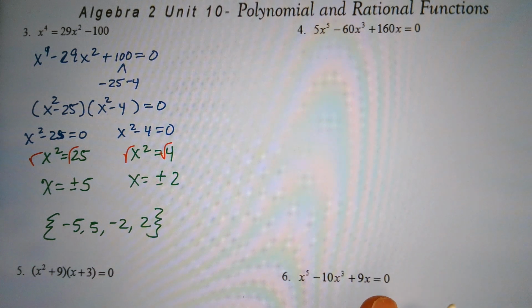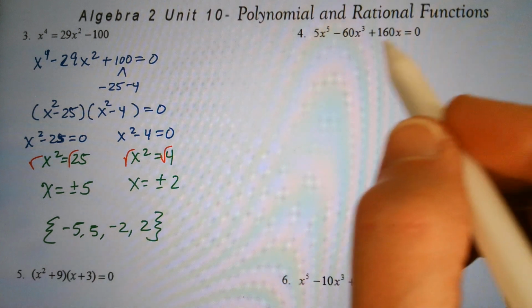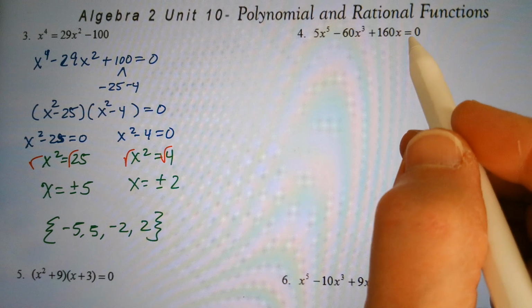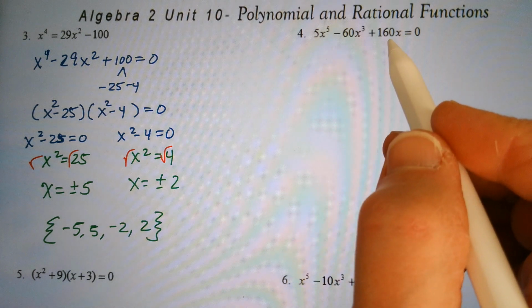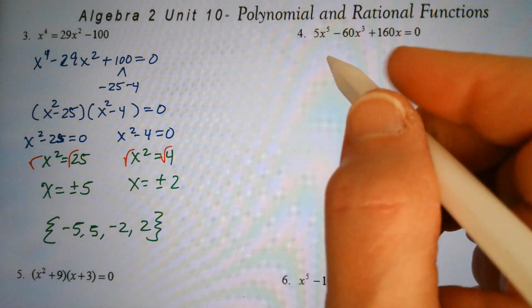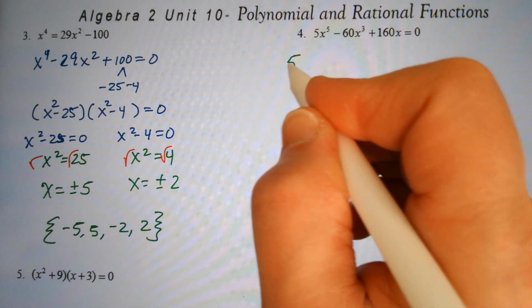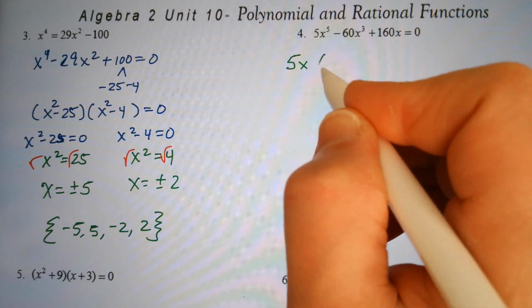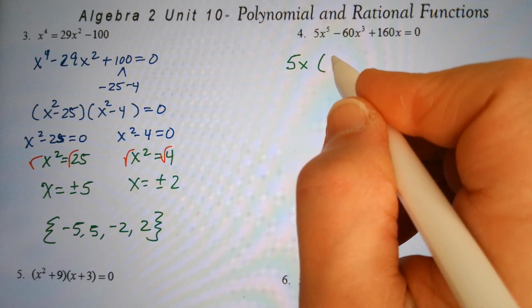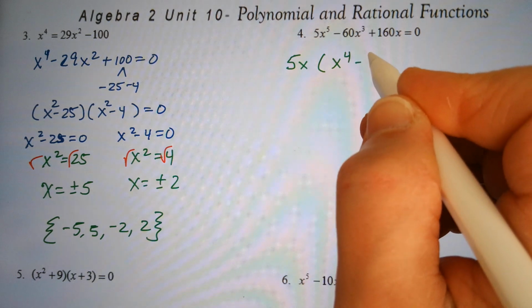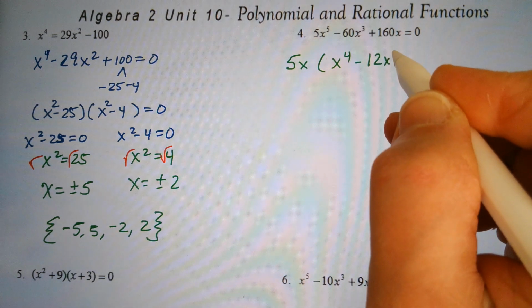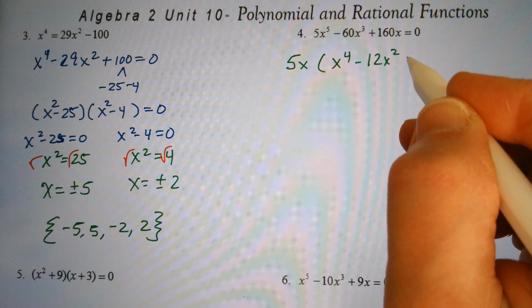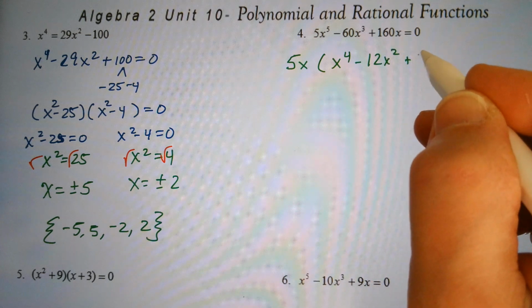And you're certainly welcome to pause the video and try some on your own if you like. Okay. It's already in standard form. There's definitely a GCF. Looks like it's 5x. Taking 5x out, we have x to the fourth minus 12x squared plus 32.